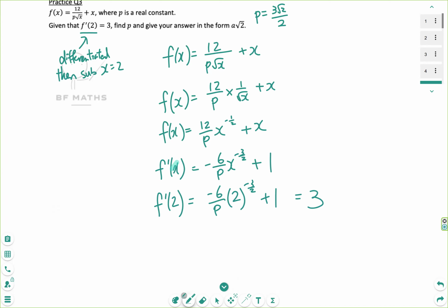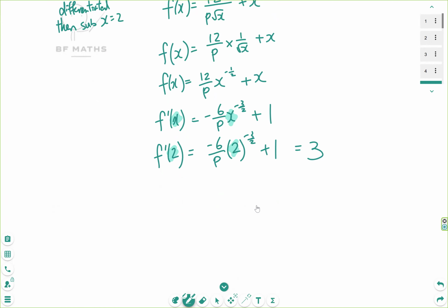So note, what I did was I substituted x equals 2. So I substituted the 2 into the x position. Okay, then I'll put it in a calculator. 2 to the power of negative 3 over 2, you should get 1 over root 2. Or let me put it in a calculator to see what you get. 2 to the power of negative 1.5.